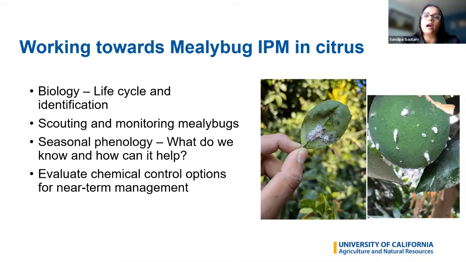The first stop is biology. What do we know about the biology of the pest? How many life stages are there? How do we identify them? Which stages are the moving stages? And how do we incorporate that information into decision making? The second stop is how to monitor for them, how to scout for these populations, especially because they are cryptic in nature. And third, what's happening in the field during different months? What do we know about how many generations there are of mealybugs, especially in the Central Valley? And when are these generations completing development, and how can we tie all that information into making educated pest management decisions? And lastly, we also looked at some chemical control options for near-term management, which I'm going to share with you in later slides.